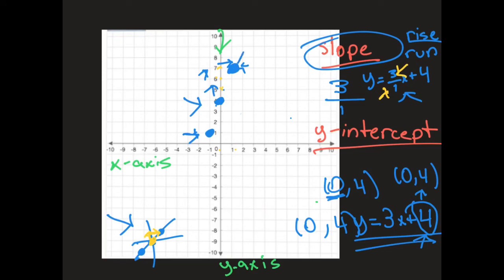And using this, you can actually find that, sorry, that was a bad line. Using this, you can actually find that you graphed the line already by finding the y-intercept and using the slope. So that's how you graph lines.